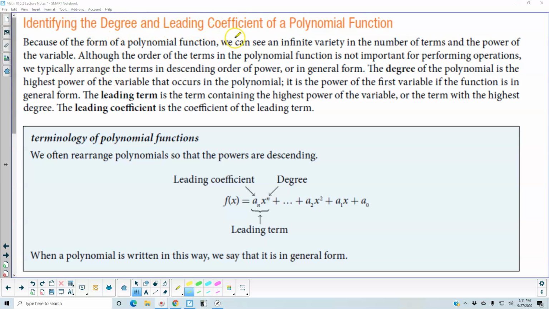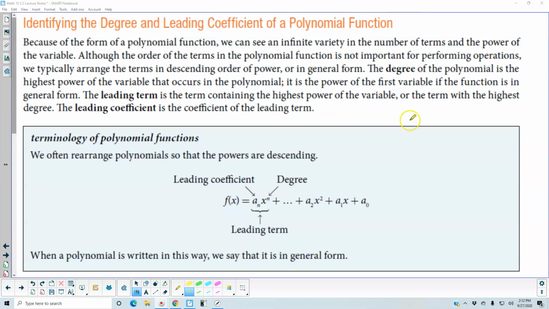Identifying the degree and leading coefficient of a polynomial function. Because of the form of a polynomial function, we can see an infinite variety in the number of terms and the power of the variable, although the order of the terms in the polynomial function is not important for performing operations. We typically arrange the terms in descending order of power, or in general form.